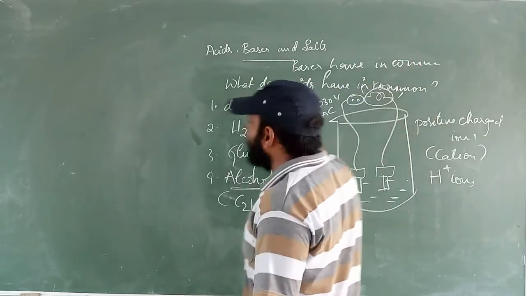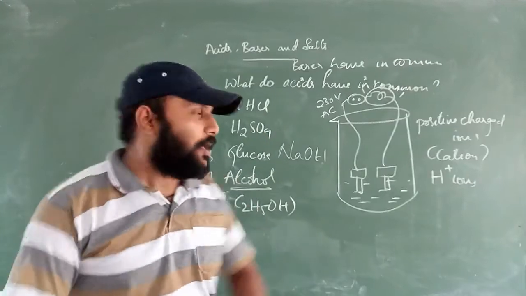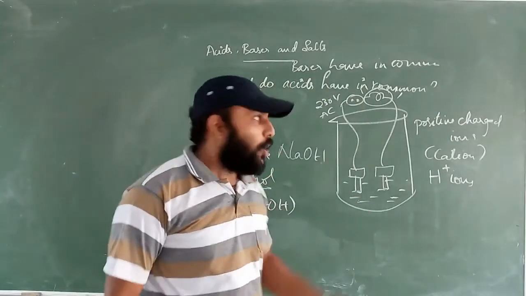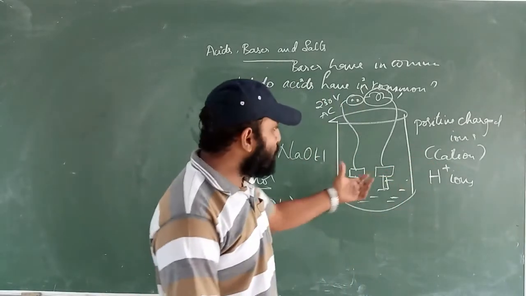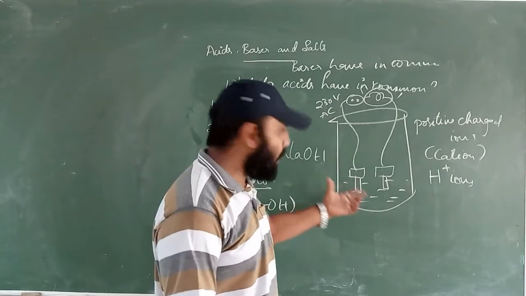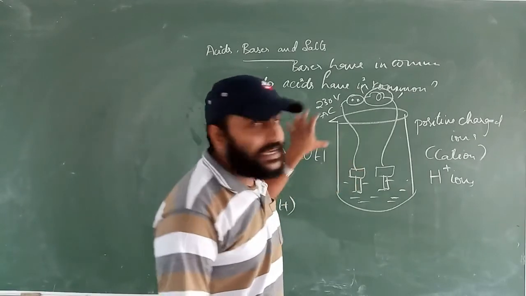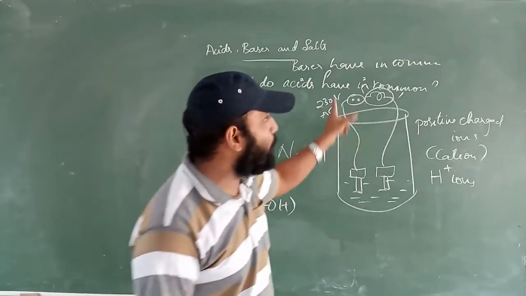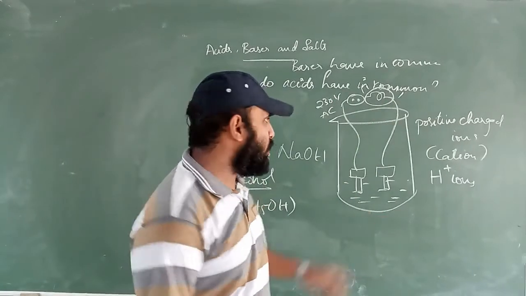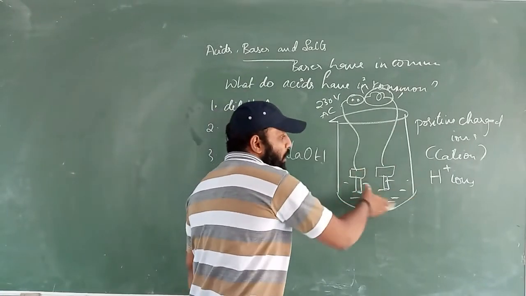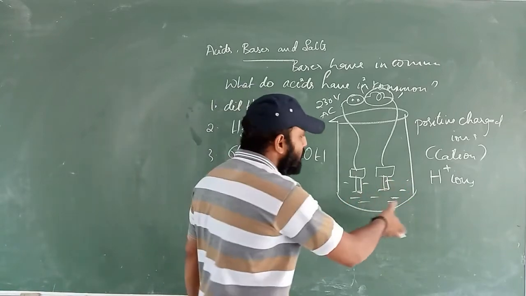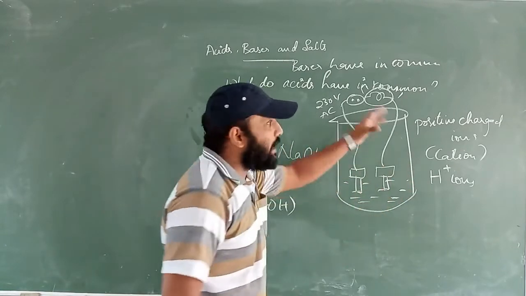In acids, what we have seen is that H plus ions are common. So what do bases have in common? OH minus ions. Due to the production of OH minus ions, when we take sodium hydroxide also, the bulb is glowing. What does that mean? OH minus ions are produced, and since OH minus ions are produced, current is passing through it.